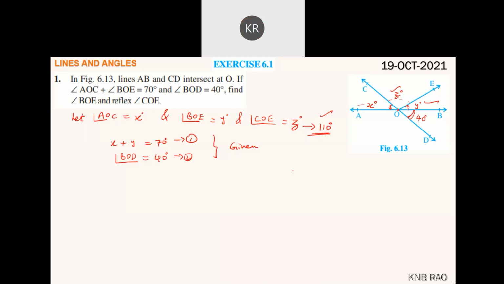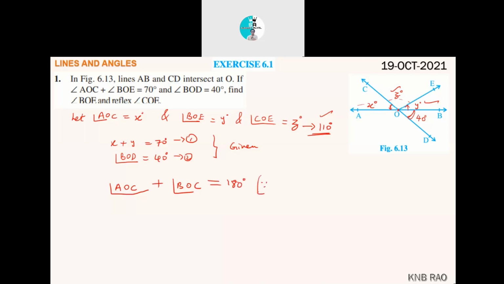Children, the theoretical writing you need to know. Let me write it theoretically. Angle AOC plus angle BOE plus angle COE is equal to 180 degrees. Angle 70 plus angle COE is equal to 180 degrees. Yes, perfect. Angle COE is equal to 180 minus 70, that is 110 degrees.